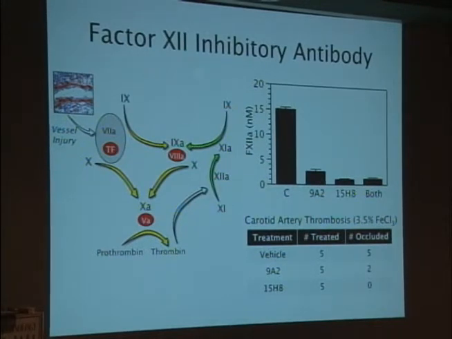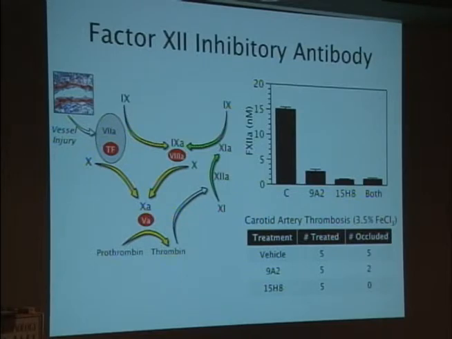We developed an antibody against factor 12, primarily for the purpose of testing it in baboons as an antithrombotic. But we wanted to see if it actually had antithrombotic properties in mice because it's so much easier to do. This antibody will not cross-react with murine factor 12. It was raised in mice, and that's not surprising.